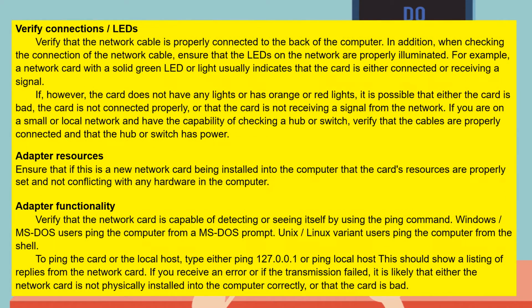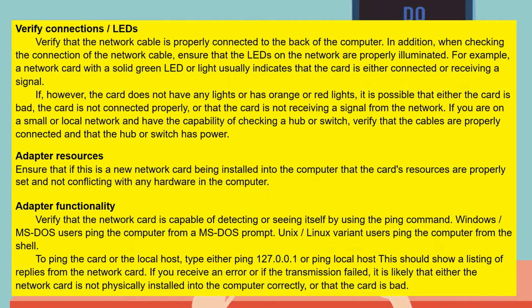Verify connections or leads. Verify that the network cable is properly connected to the back of the computer. In addition, in checking the connection of the network cable, ensure that the leads on the network card are properly illuminated. For example, a network card with a solid green lead or light usually indicates that the card is either connected or receiving a signal. If, however, the card does not have any lights or has orange or red lights, it is possible that either the card is bad or the card is not connected properly, or that the card is not receiving a signal from the network.